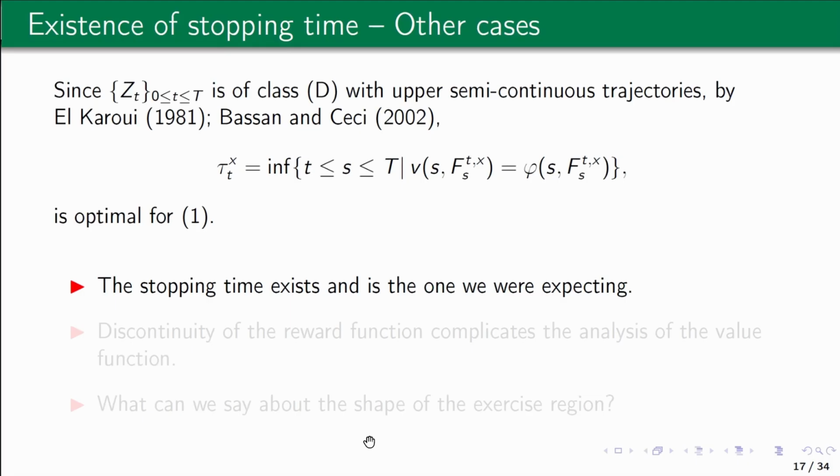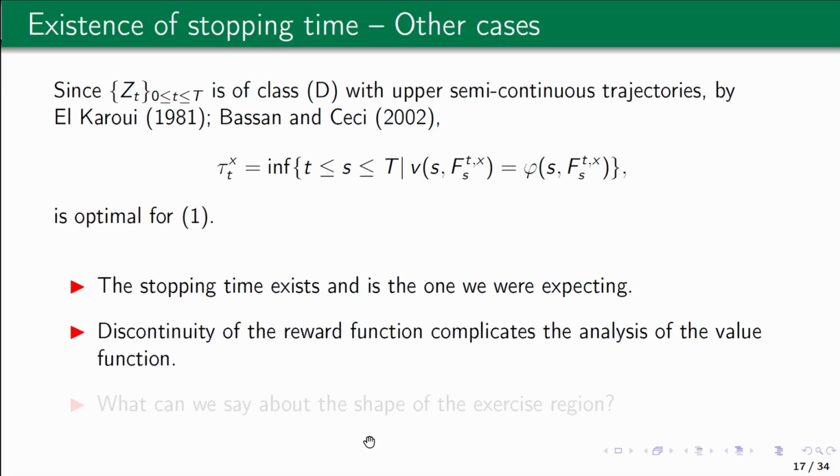And what this means economically is that when the value of the contract that I hold reaches the value of what I would receive by surrendering immediately, then I should surrender the contract. So this is what we've always been using. This is what we were expecting.